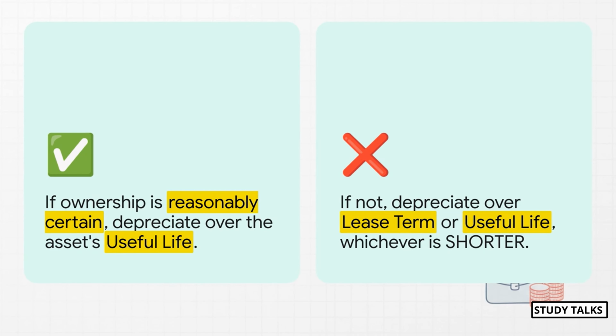And here is another huge area where students lose marks: depreciation. Listen carefully. If it's reasonably certain the lessee will own the asset at the end, like there's an ownership transfer clause or a bargain purchase option, then you depreciate the asset over its entire useful life. Simple. But if ownership is not certain, you have to depreciate it over the shorter of the lease term or its useful life. Please get this rule right.